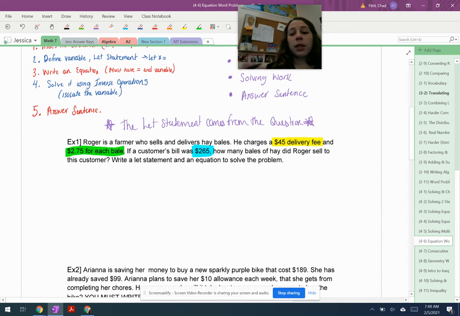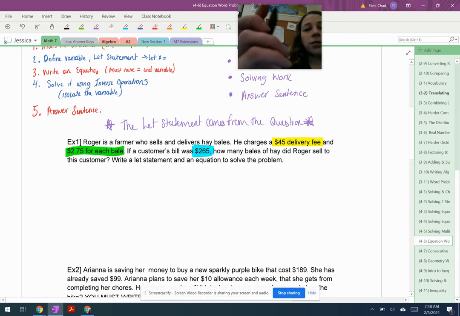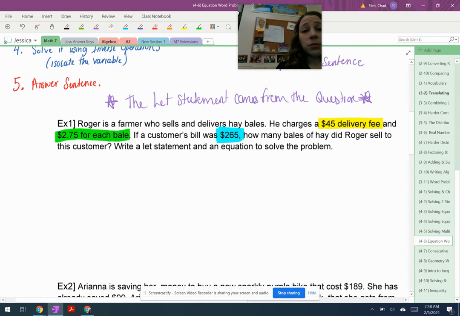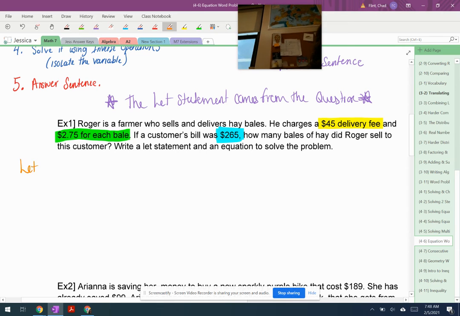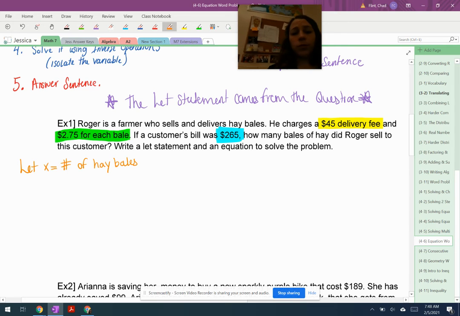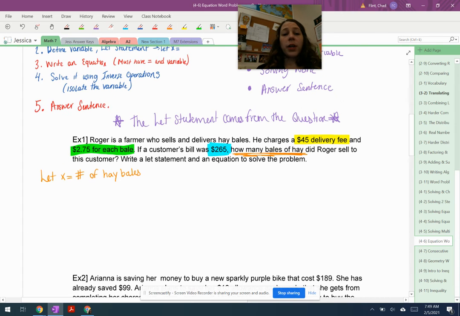So it's asking me about the number of hay bales. So that leads me to believe that I can write down let X equal the number of hay bales. Okay, right from the problem there. How many bales of hay? That's what it's asking me. That's where my let statement comes from. Boom, you got a point.